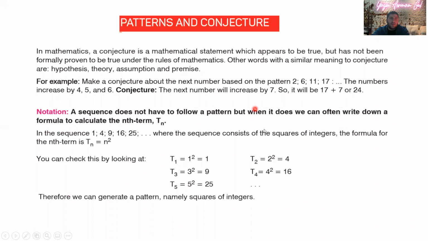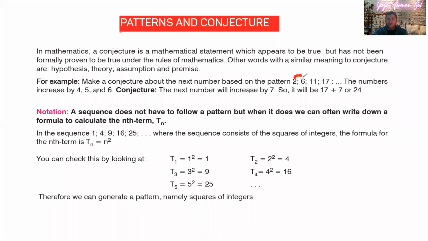Right here, guys, we are going to make a pattern and a conjecture. In mathematics, a conjecture is a mathematical statement which appears to be true but has not been formally proven to be true under the rules of mathematics. In other words, similar meanings to conjecture are hypothesis, theory, assumption, and premise. Make a conjecture about the next number based on the pattern: 2, 6, 11, 17. How do we make a conjecture about this?